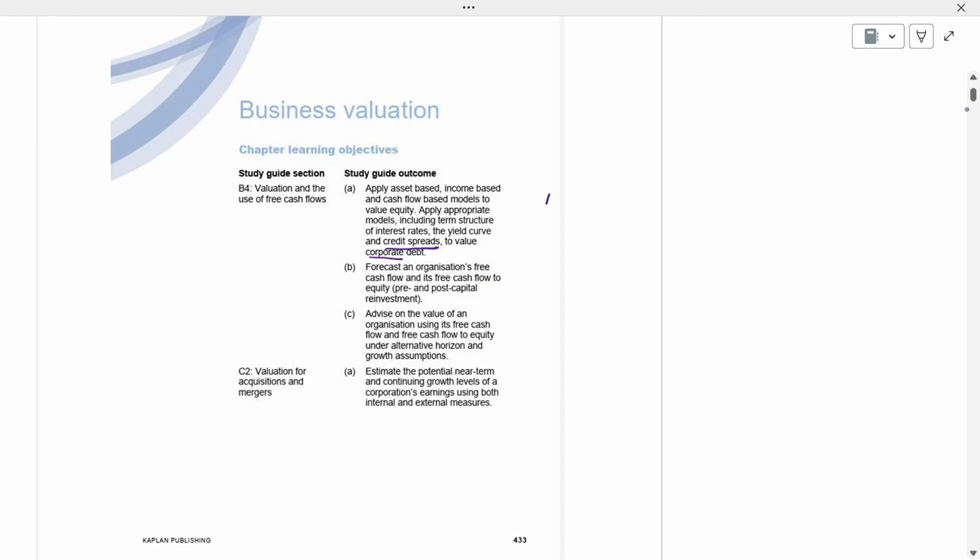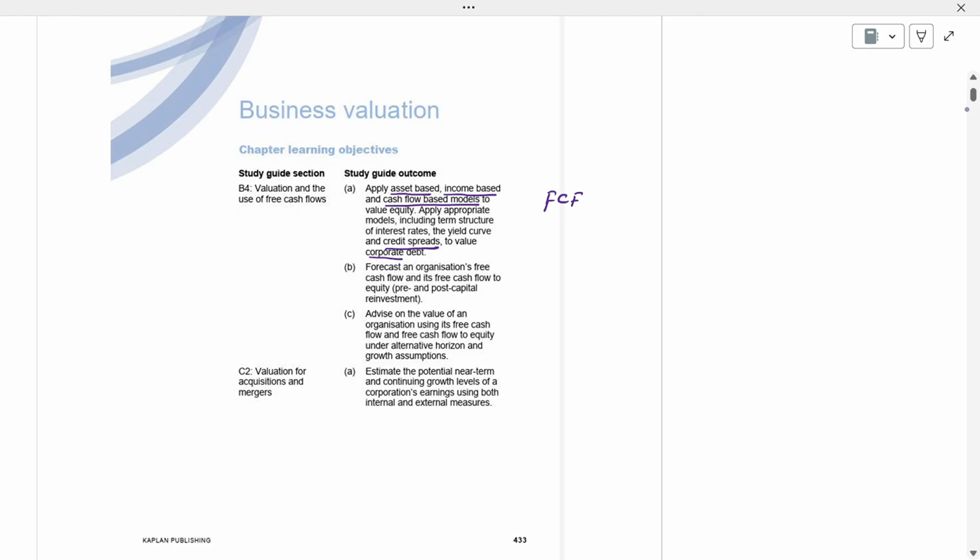Okay, we will have free cash flow. Is that free cash flow to the firm? Okay, based on the future ability to generate cash flows, and on the discounting basis, we will take into consideration and apply the asset-based approach. There are three things: asset based, income based, and cash flow based approach to equity.